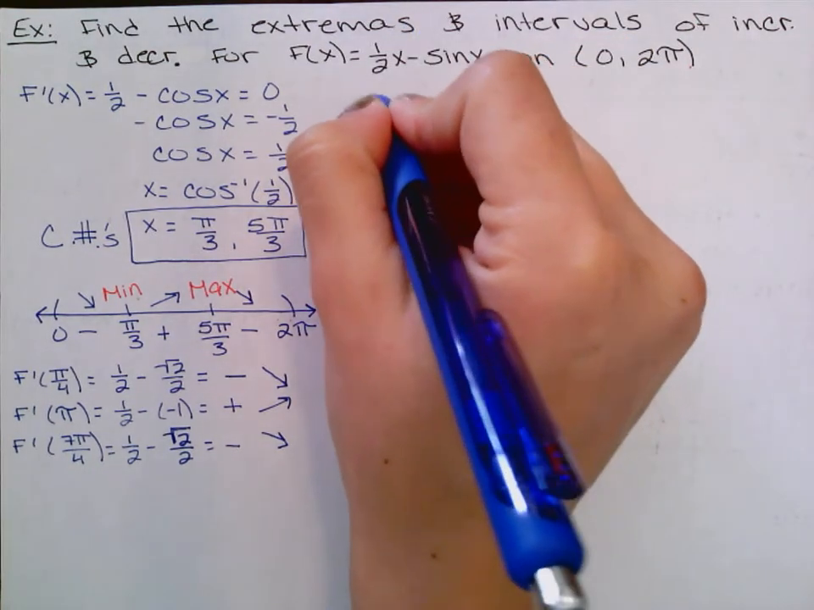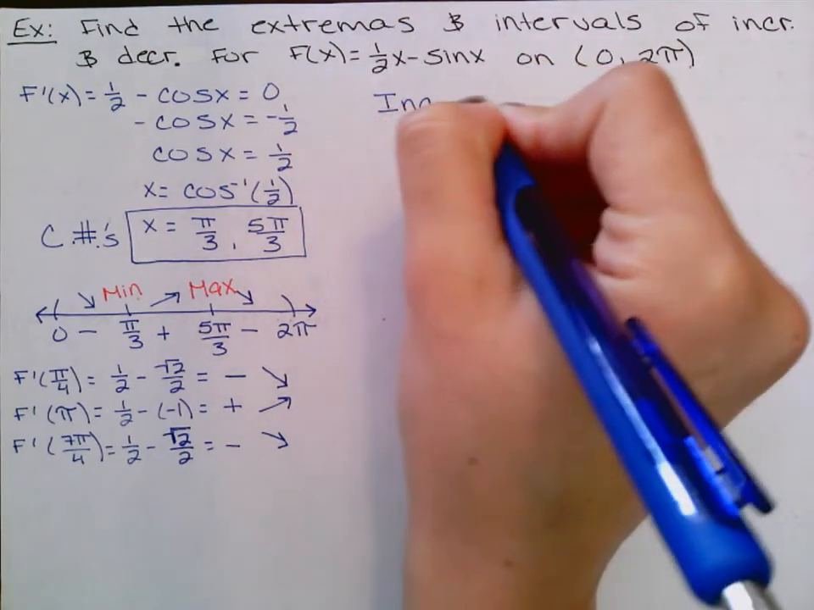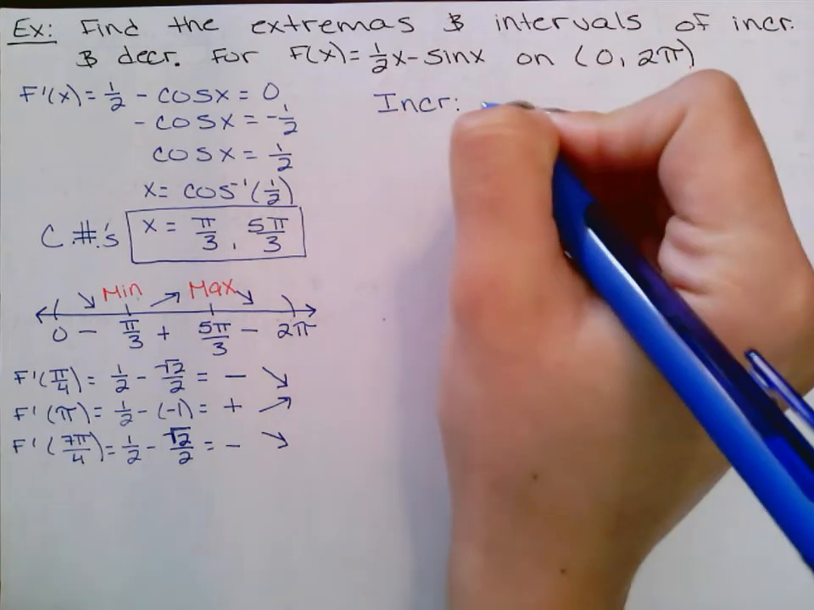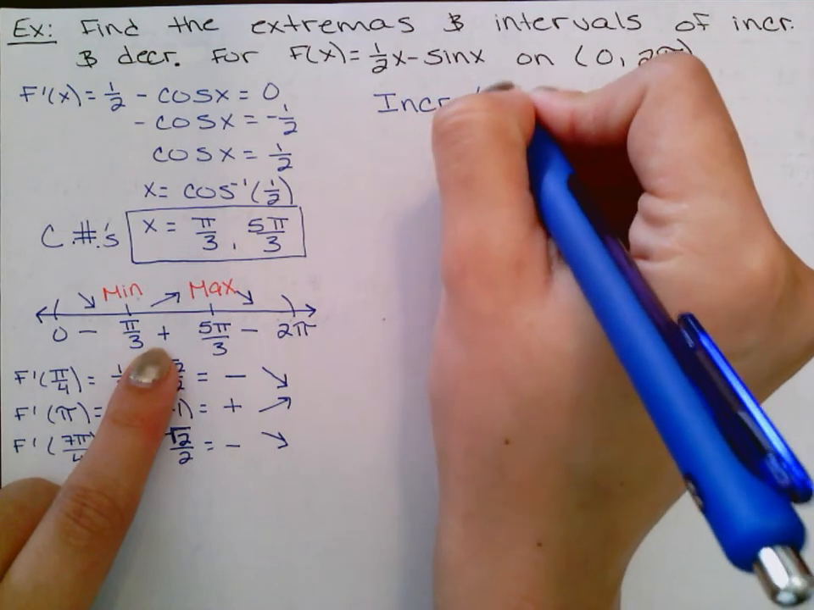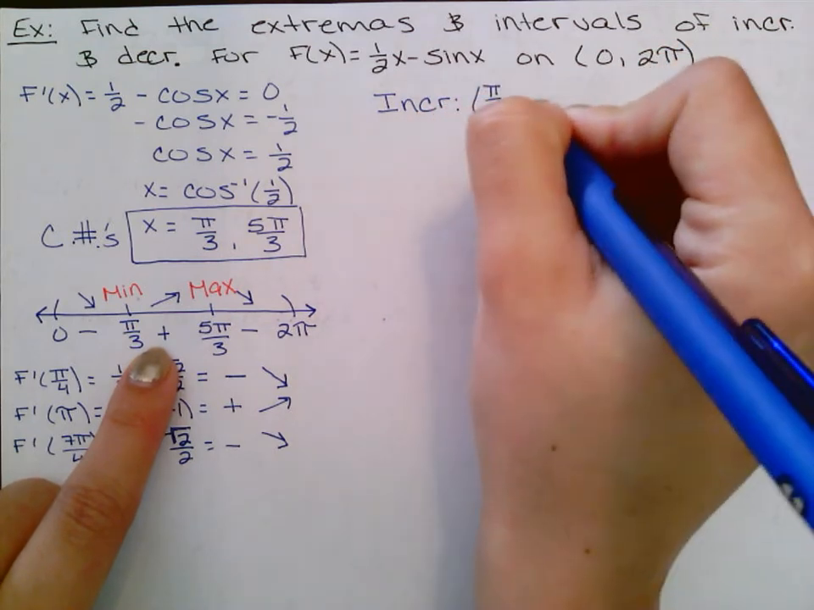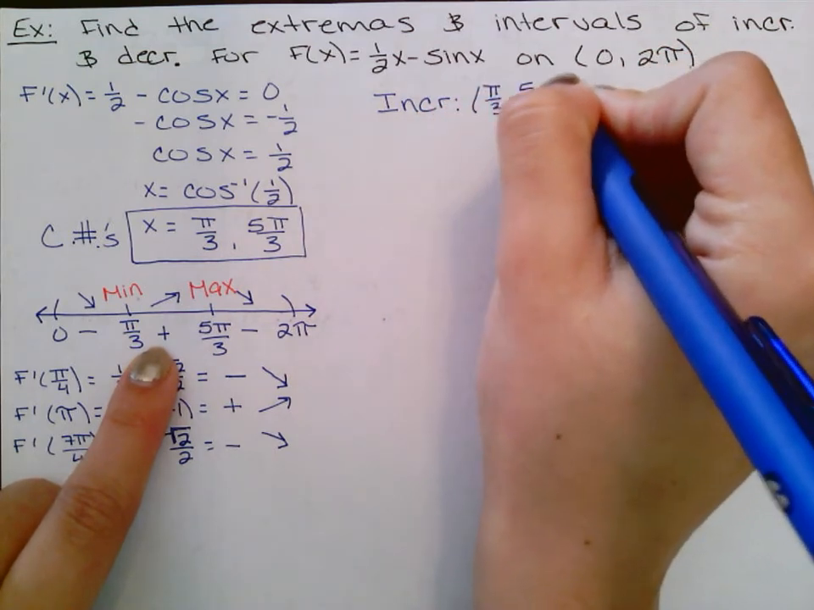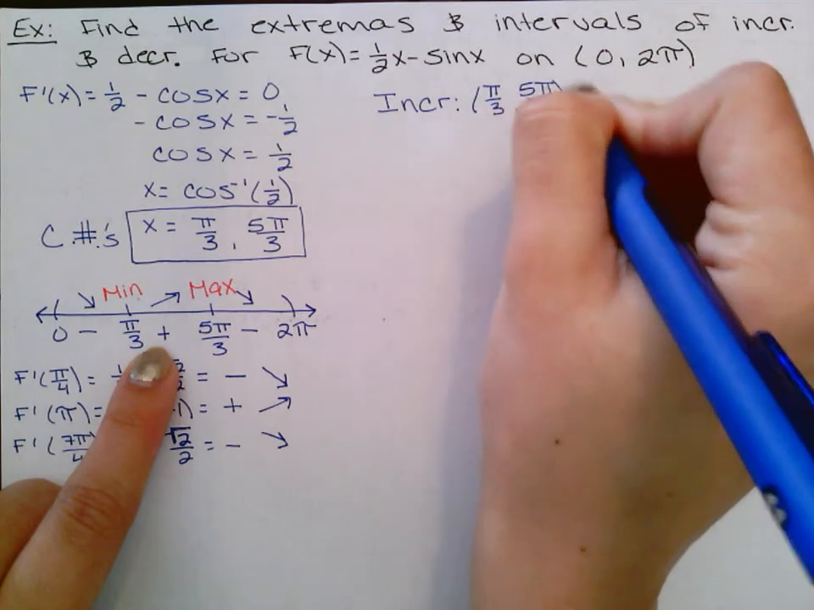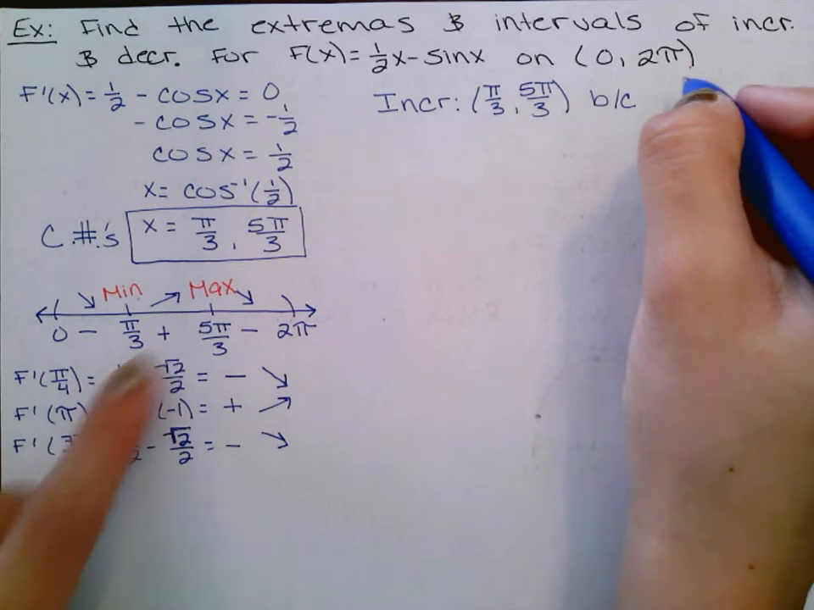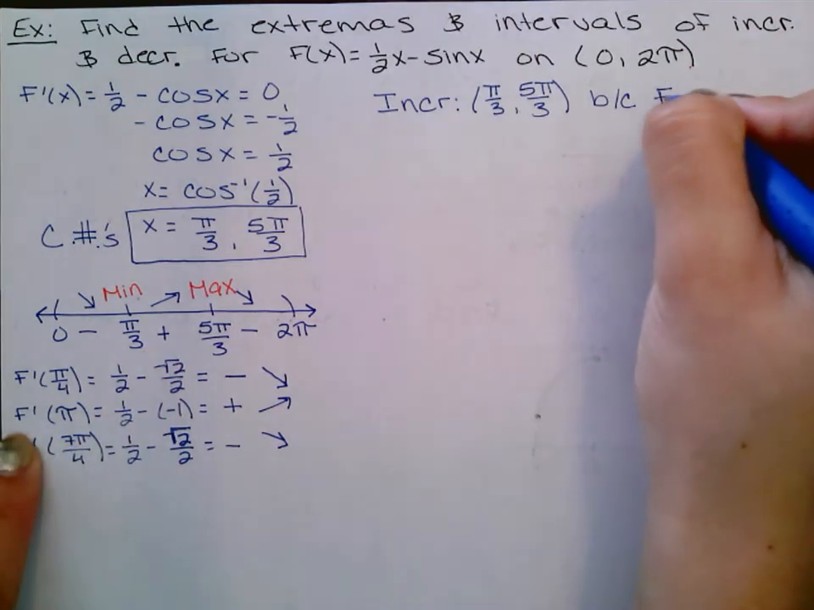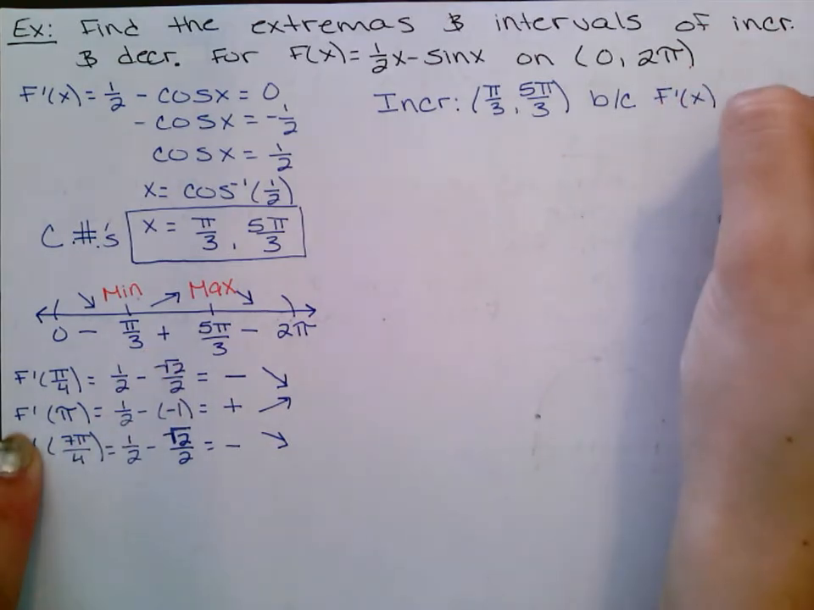I am increasing. The only time I increased here was in the middle. So we would say from pi over 3 to 5 pi over 3. And we would say because, okay, we found that because the derivative, f prime, was positive, or we can say greater than 0.